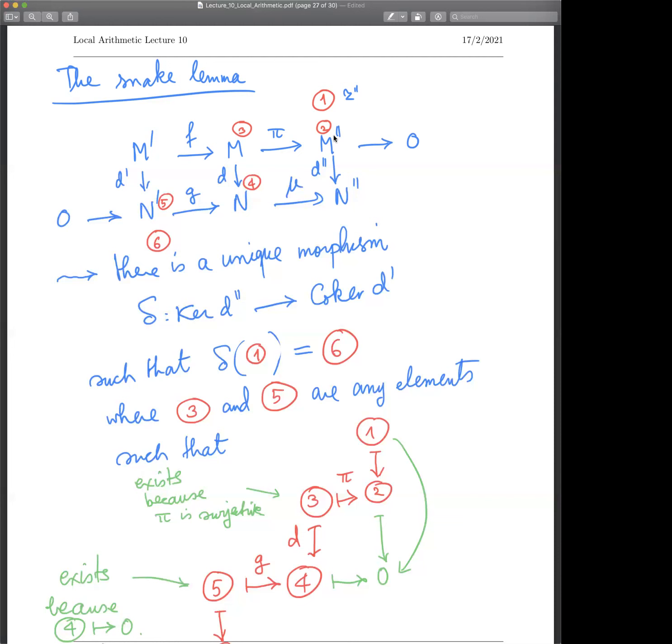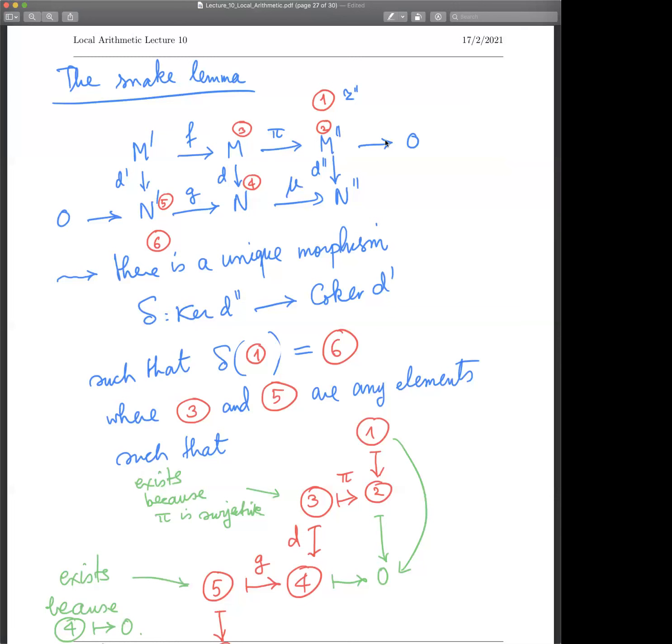So now I have to explain what these red things are. What are 1, 2, 3, 4, 5, 6? Okay, so 1 is an element of the kernel of d double prime. Let's call it z double prime, but I don't know whether I'll need that notation. I'll just call it 1, with the red thing. So this kernel is, of course, a submodule of M double prime. So 1 goes to 2 in M double prime. It's the same element, but sort of as an element of M double prime.